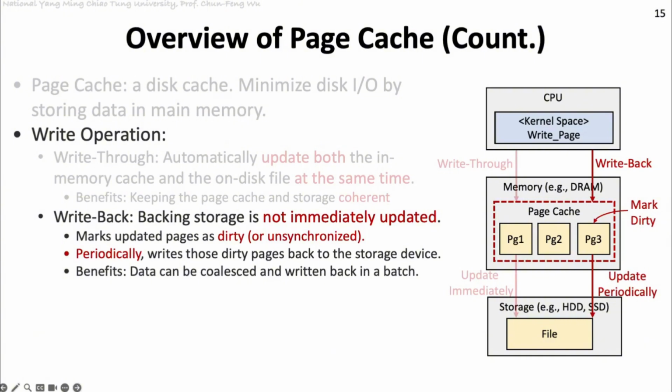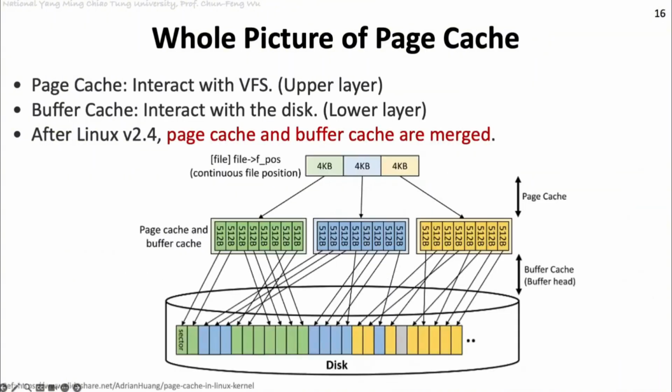And the benefit is data can be coalesced and written back in a batch, just like the log-structured file system. The log-structured file system can work because it uses this kind of write-back caching scenario. Otherwise, if it used write-through, there would be no chance to accumulate enough data inside the memory. Okay. So this is the whole picture for the page cache.